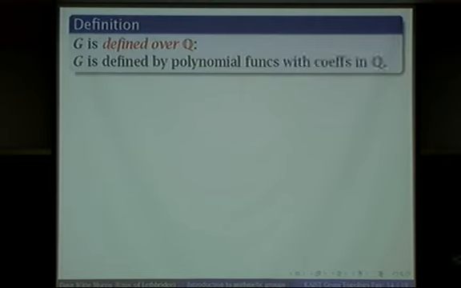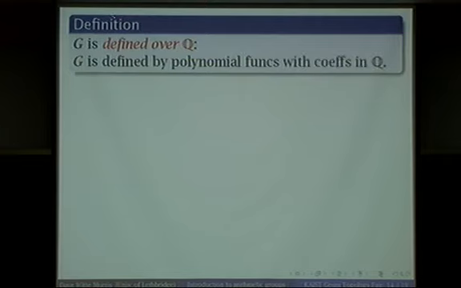I need to explain what it means for a group to be defined over the rational numbers, and it just means that G is defined by polynomial functions. Well, except every G is defined by polynomial functions. That's what I just told you. The crucial thing is, though, that those polynomial functions will have real coefficients. To say it's defined over Q means that you can choose polynomial functions with rational coefficients.